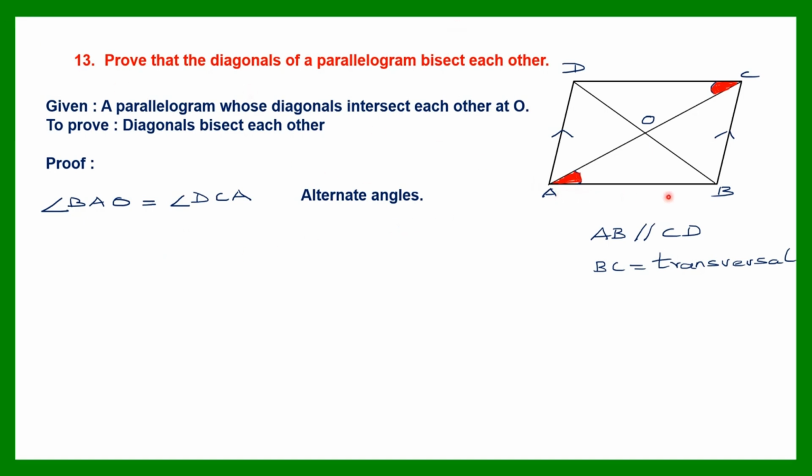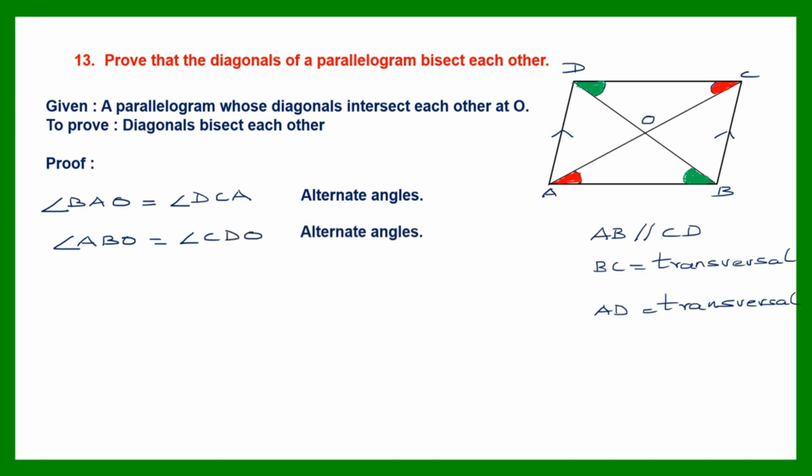Now let's once again consider AB and CD as parallel lines, and this time take AD as the transversal. So this time when we take AD as the transversal, what do we see? We see that two angles are equal to each other. Which two angles? That is this angle here and this angle here. And how are they equal to each other? Again, when the parallel lines are cut by this transversal, these become alternate angles. So alternate angles are equal. So let's write that also down. That will be angle ABO is equal to angle CDO. And what's the reason? Again, they are alternate angles.